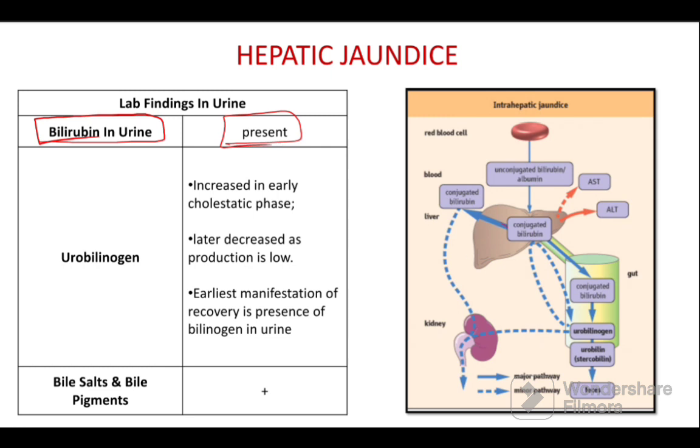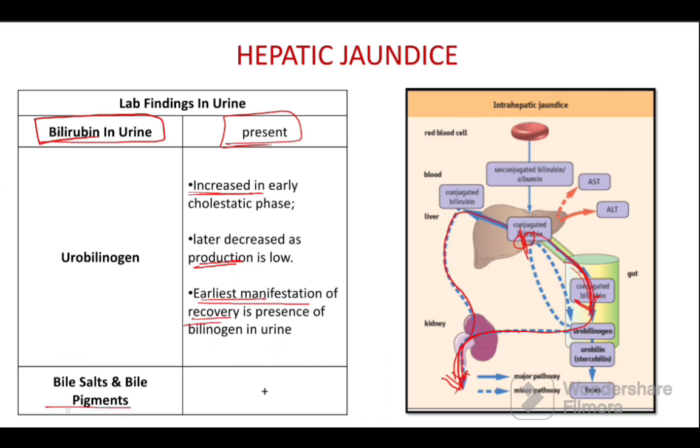The conjugated bilirubin will be present in urine, whereas coming to the urobilinogen, in the early cholestatic phase it will be increased, but later because of the inflammation and obstruction the production will be low. And as and when the disease is cured and the inflammation subsides, urobilinogen will again reappear in urine. So this reappearance of urobilinogen in urine is the earliest manifestation of recovery.